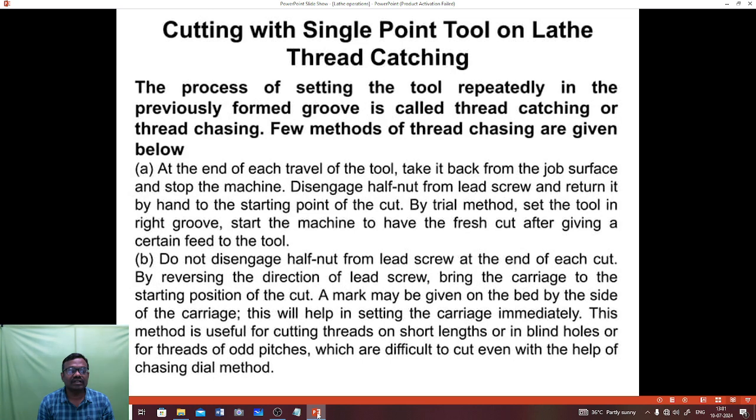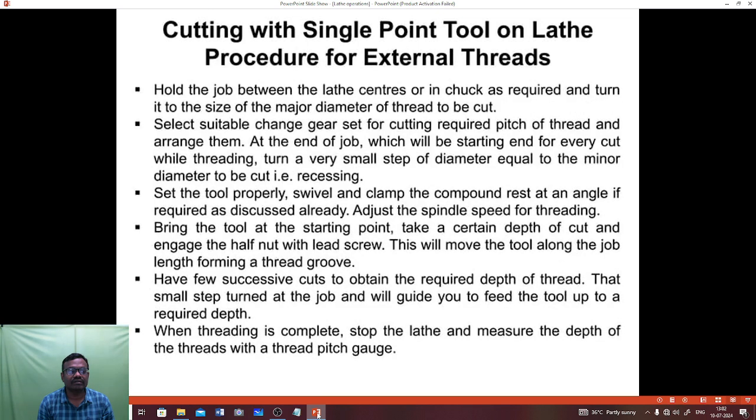Now disengage half nut from lead screw at the end of each cut. By reversing the direction of lead screw, bring the carriage to the starting position of the cut. A mark may be given on the bed by the side of the carriage. This will help in setting the carriage immediately. This method is useful for cutting threads on short lengths or in blind holes or for threads of odd pitches, which are difficult to cut even with the help of chasing dial method.